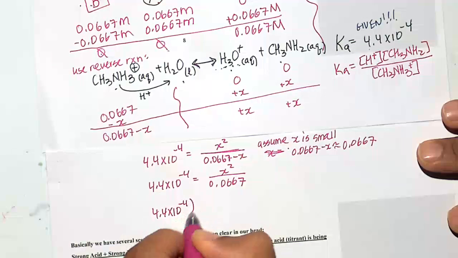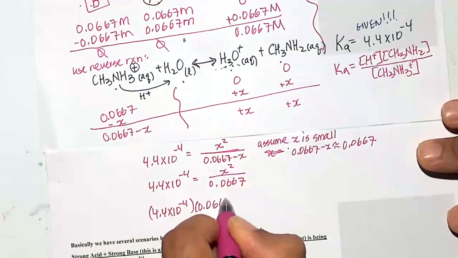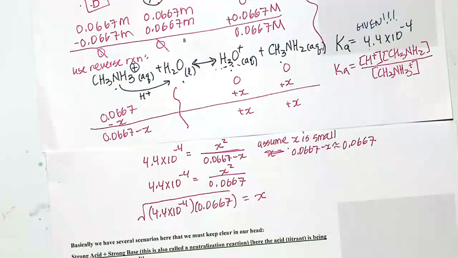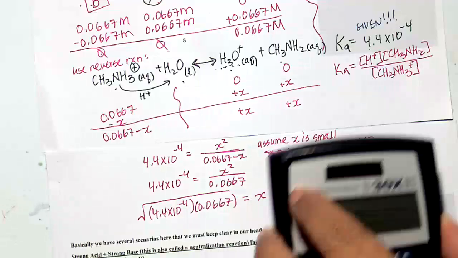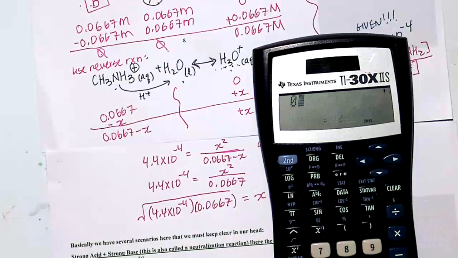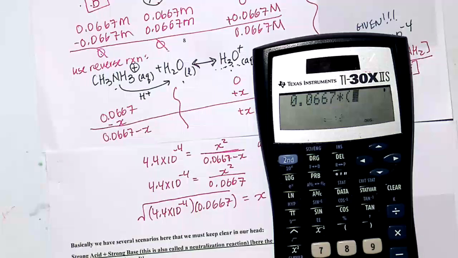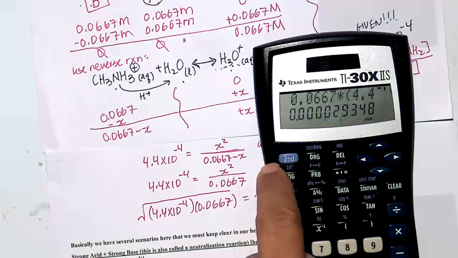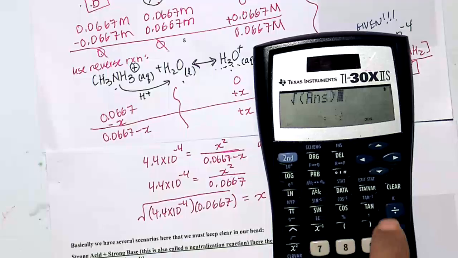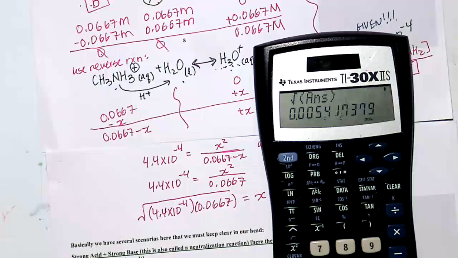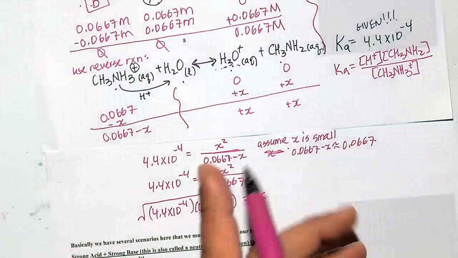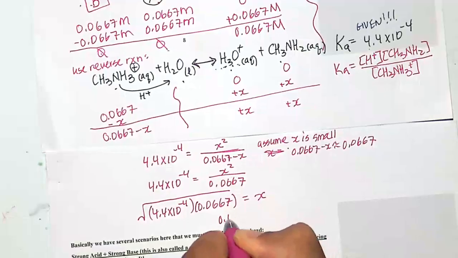Alright, so 4.4 times 10 to the minus 4 times 0.0667. Okay, we'll square root that. And what is this on our calculator? Square root. I'm getting 0.00542, something like that. Okay, 0.00542 molar. Don't forget the molar.